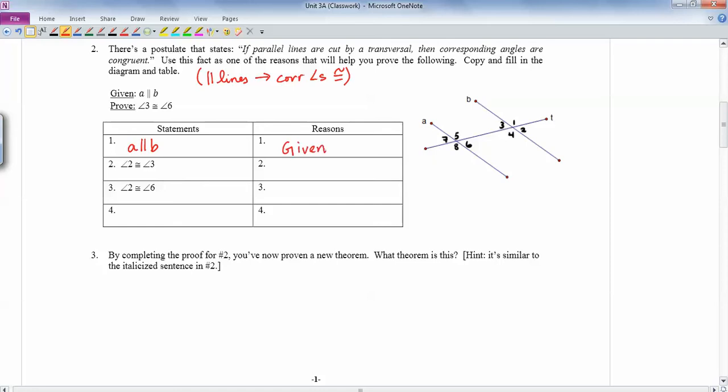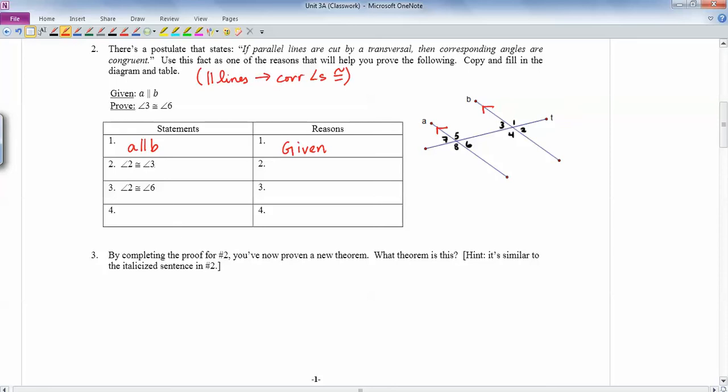And then what I'm going to start doing more of in these proofs is as we come across a step in the proof, I'm going to mark it in the diagram. So A is parallel to B. Remember, the way to mark parallel lines is with arrows. So if they each have one arrow, they're parallel to each other.